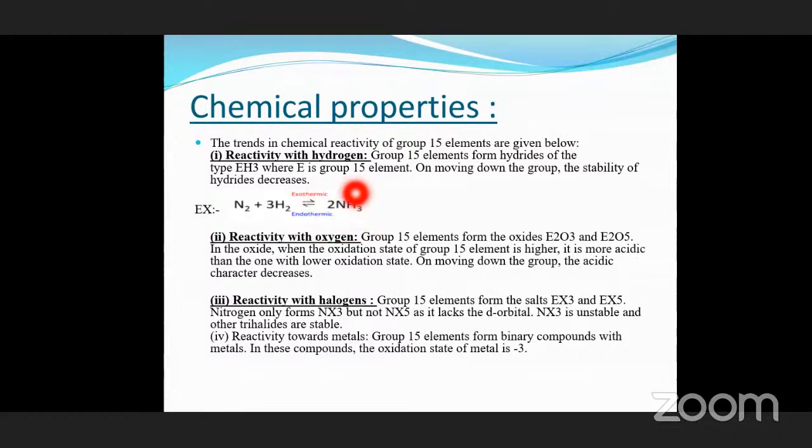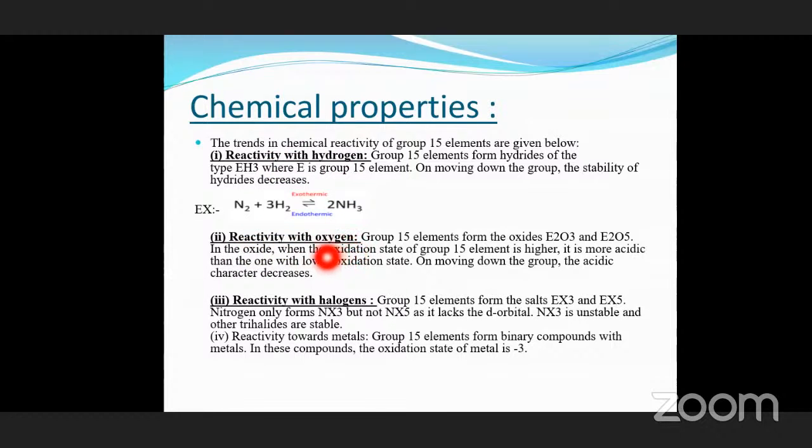That means this is a best example for EH3 type. Always E is equal to the 15th group elements, like NH3, PH3, AsH3, like that. So this is about the reactivity with hydrogen. Then the second point is reactivity with oxygen.